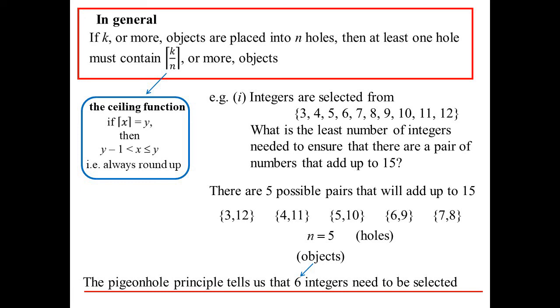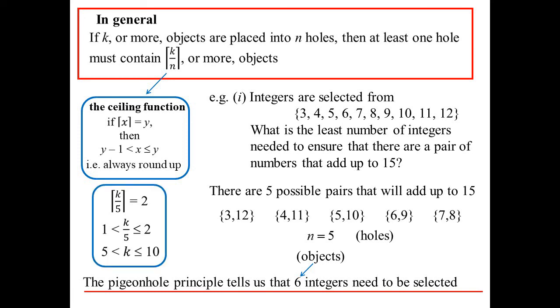Now, how could I use the ceiling function to do that? Well, it's the ceiling function of k, because that's what I'm trying to work out. How many objects do I need? Over 5, that was the number of holes, and the answer to that has to equal 2. So k over 5 must be in between 1 and 2, but not including 1. Multiply by 5, k needs to be between 5 and 10. We want the smallest number that satisfies that, so 6 would be the answer. Now, I probably wouldn't use the ceiling function for that because I think that's fairly quick to come up with the answer just looking at it logically.